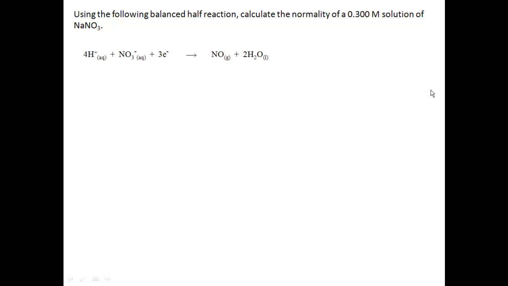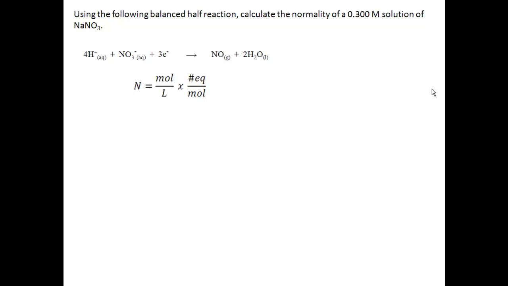Another calculation we did was going from normality to molarity. Okay, we did this when we did the redox experiment, so it's important to be able to do that. To go from normality to molarity, or vice versa, you need to have the half reaction, because we need to find out how many electrons are in the balanced equation. That number of electrons gives me that ratio of the number of equivalents per mole of a substance. So our goal in this one is we want to calculate the normality of a 0.3 molarity solution.